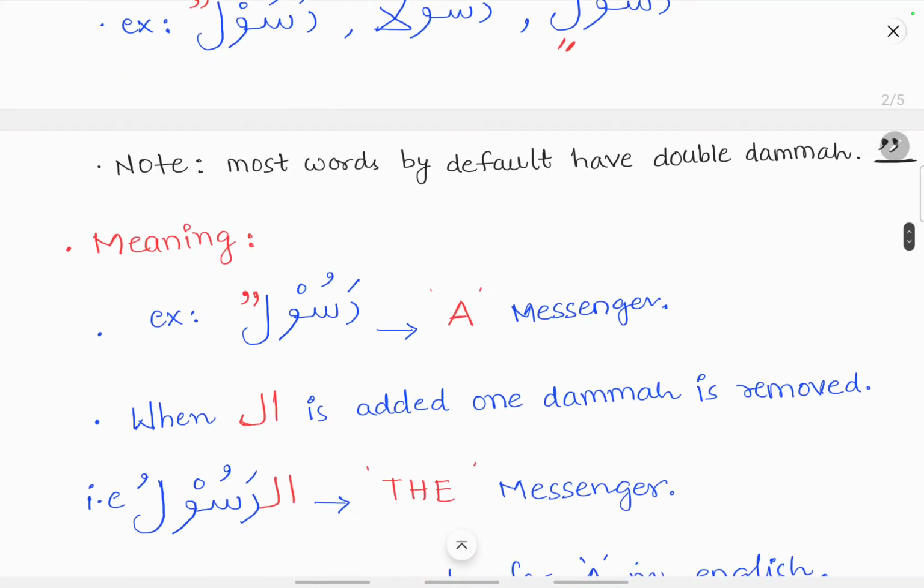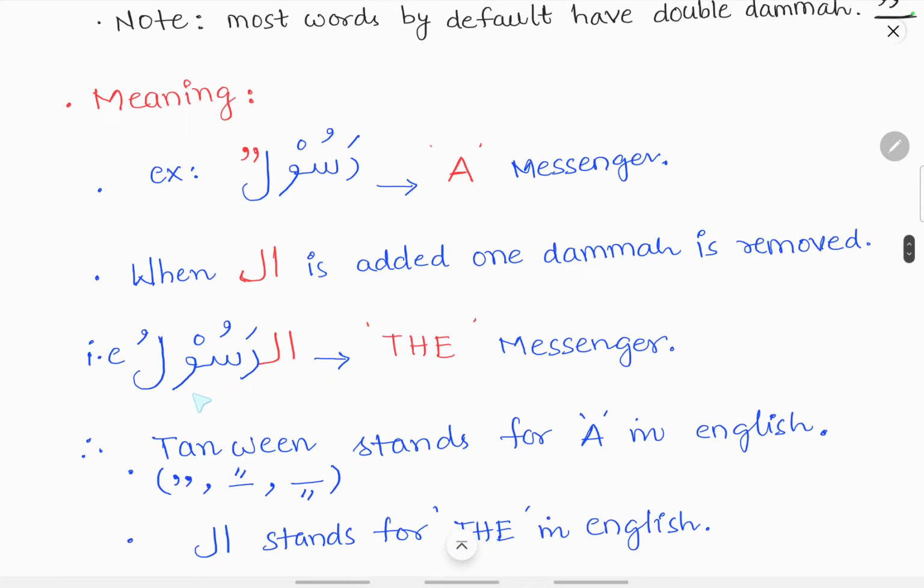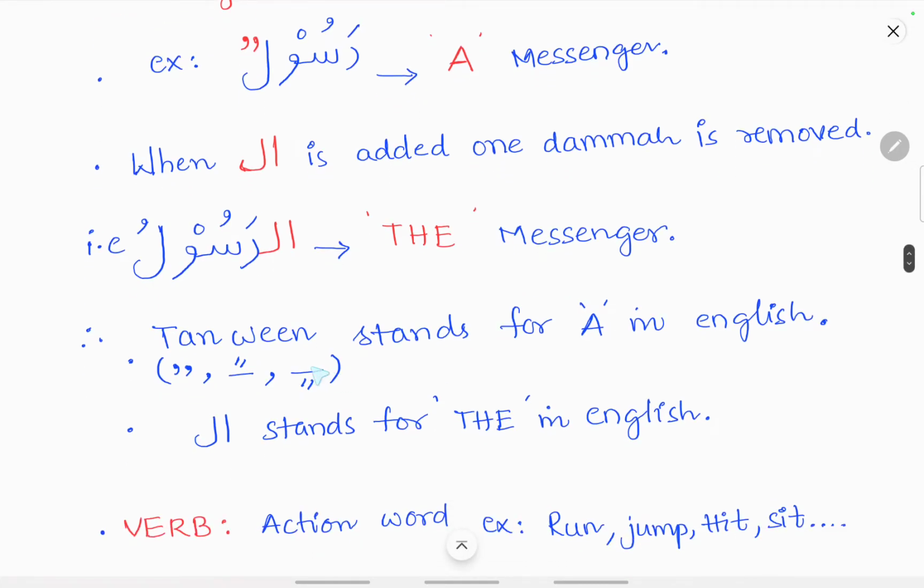Now coming to meanings. Example, rasulun you have got. What is the meaning of rasulun? Rasulun means a messenger. When alif lam is added to this above word, then one dhamma is removed. That is, it is written as ar-rasulu. The meaning of ar-rasul is the messenger. So by this we can make out that tanween, that is double dhamma, double fatha or a double kasra, stands for a in English, and alif lam stands for the in English.